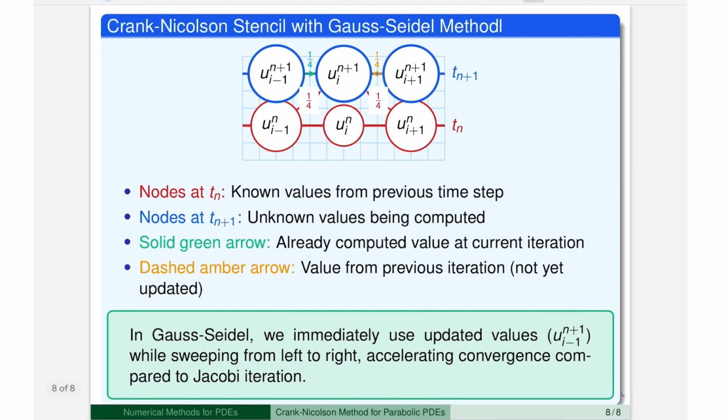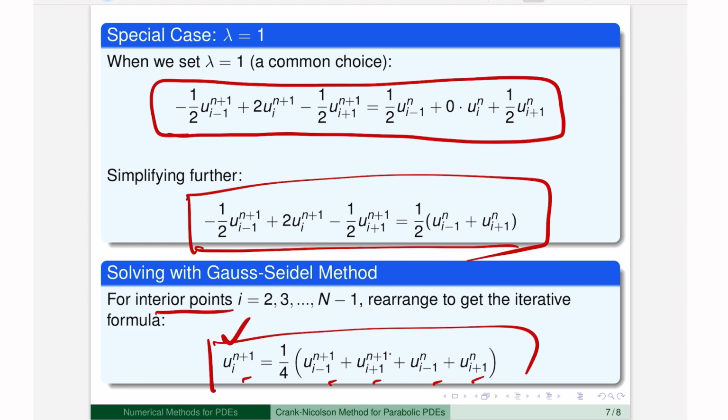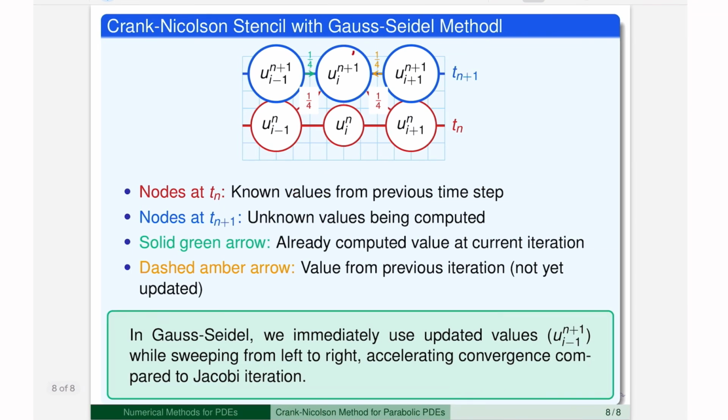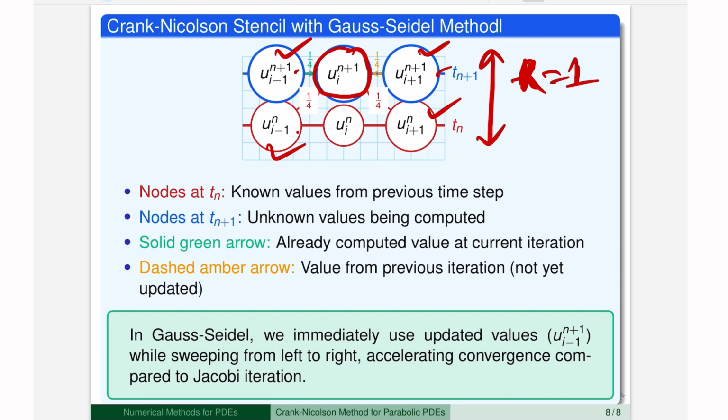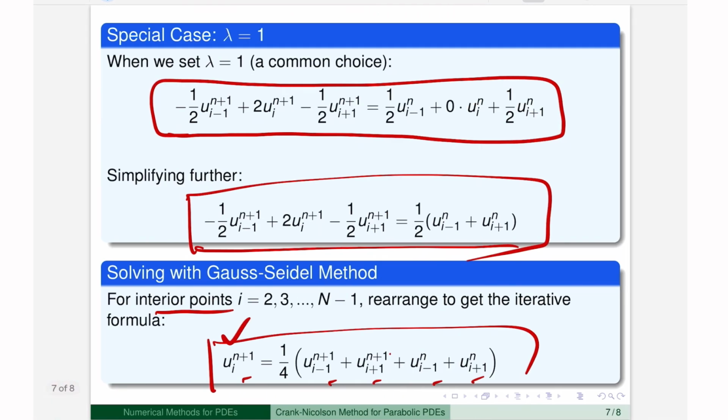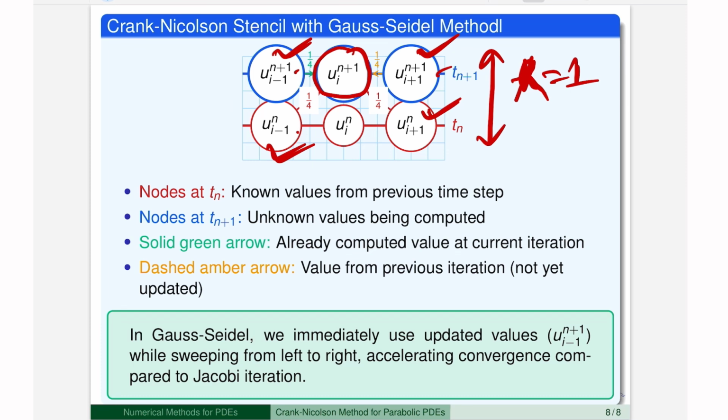Now if you draw that and want to calculate u^(n+1), you need this value, this value, this value, and this value. Each is multiplied by 1/4: 1/4 of this value, 1/4 of this value, 1/4 of this value, and 1/4 of this value. Remember that. So when lambda is equal to 1, that will be the Crank-Nicolson formula, and if you take the interior points, you can solve by using the Gauss-Seidel method.